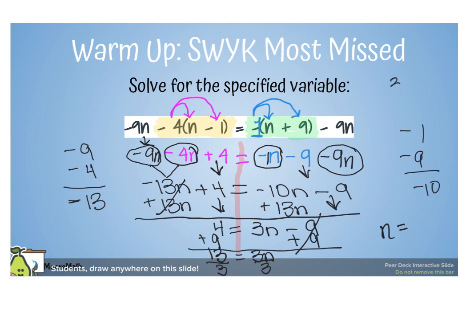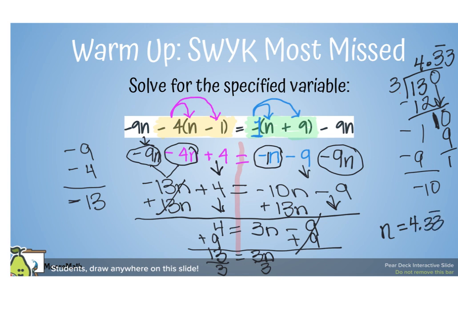So here's a little calculator fun. I'm old school, so I like to use my old school long division. You guys can just throw it into a calculator. I know 3 times 4 gives me 12. Subtract that, I get 1. 3 doesn't go into 1, so I'm going to go ahead and put a 0 there. 3 goes into 10 3 times, and that's going to give me 9. That's going to give me 1. So that's going to end up being 4.33 repeating. It's going to be positive 4.33 repeating. And that's my final answer.